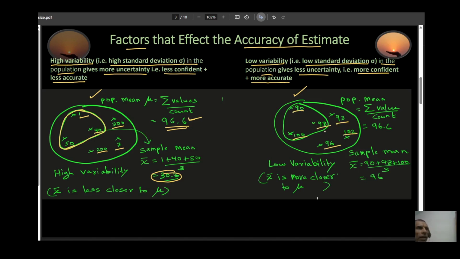They don't have a high variability. They're very close to each other, anywhere between 90 to 102. All the numbers are between 90 to 102. They don't have a high variability. In other words, they don't have a high standard deviation.